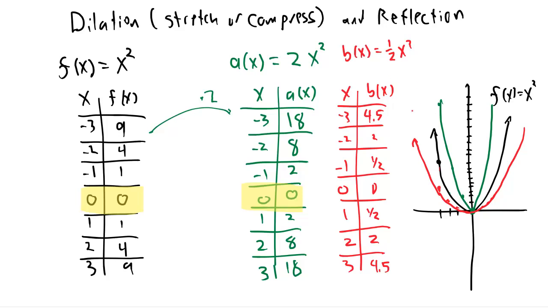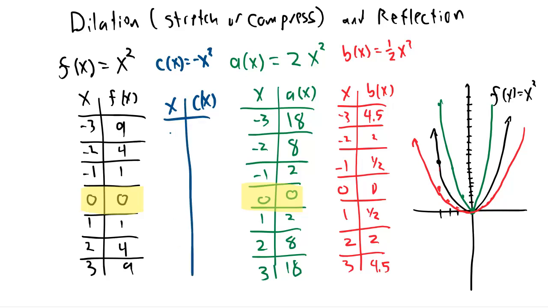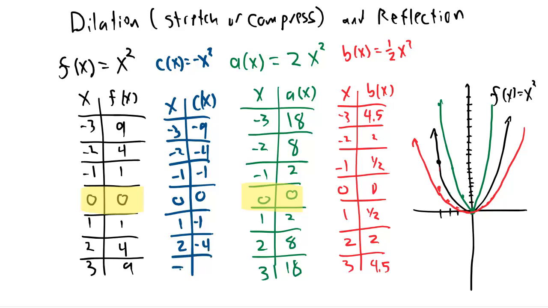Okay? And then the last one I want to cover is thinking about, well, what if you put a negative in front, right? So I'm going to call this c of x. I'm going to do it over here and call it negative x squared. And see, this one is going to be very similar because all I'm doing to this table is you just add a negative in front, right? Negative 9, negative 4, negative 1, 0, 1, and then it turns negative again because you squared it and then you add the negative, right? So there's 3 and negative 9.